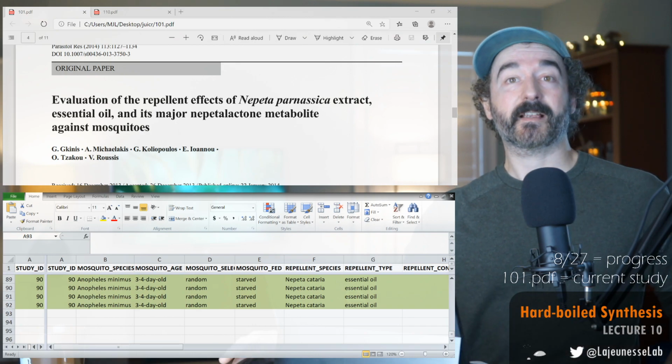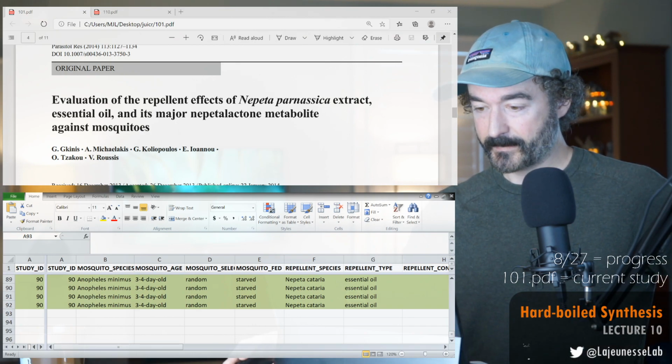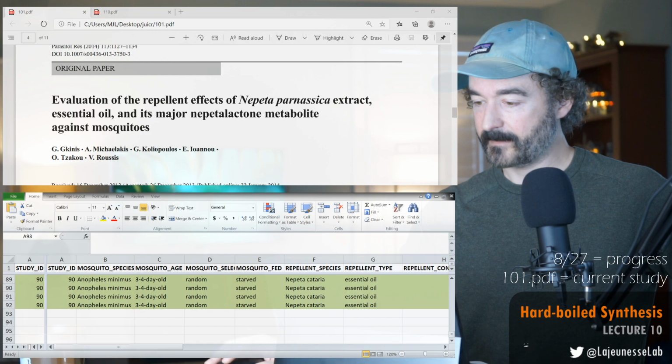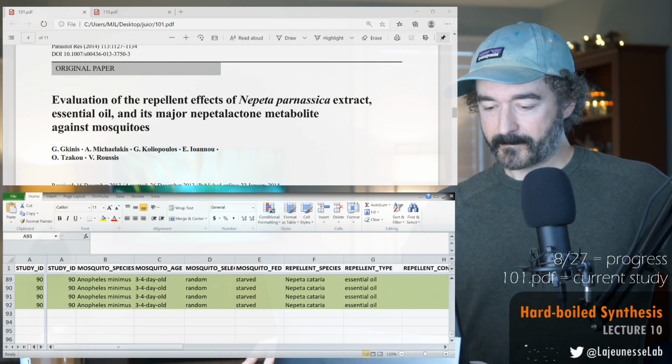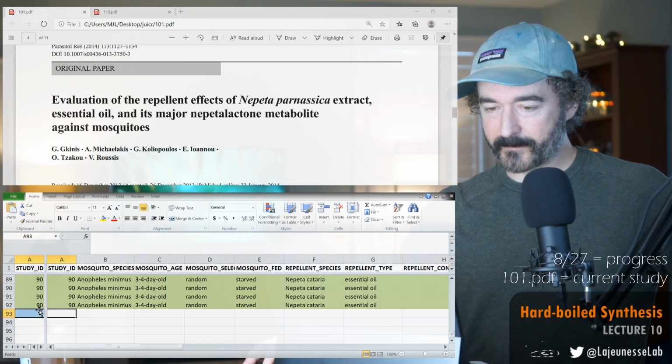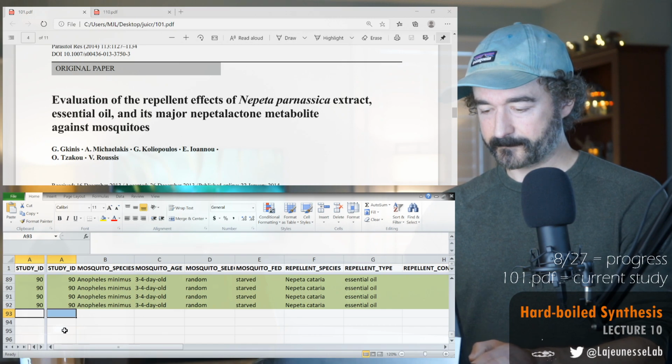There we go. There's my Excel sheet so that you can see what I'm doing. Let me verify. Okay. So let's begin. Extraction, study number 101.